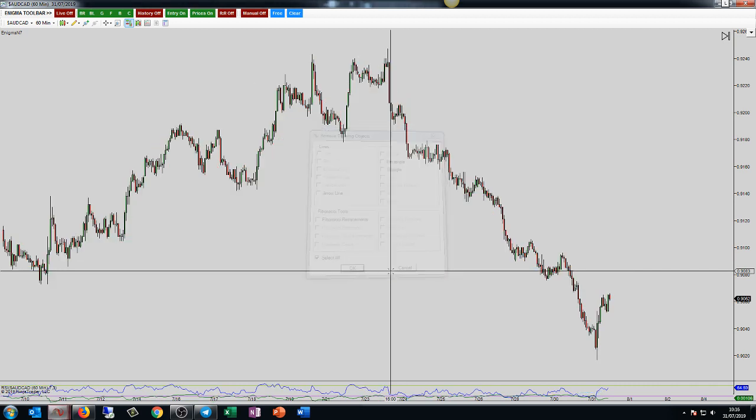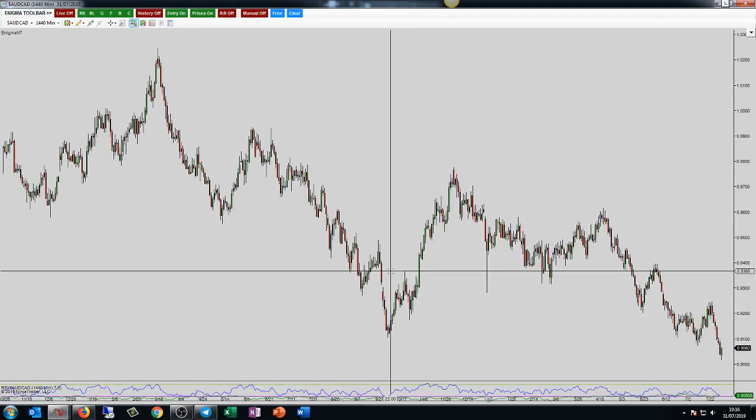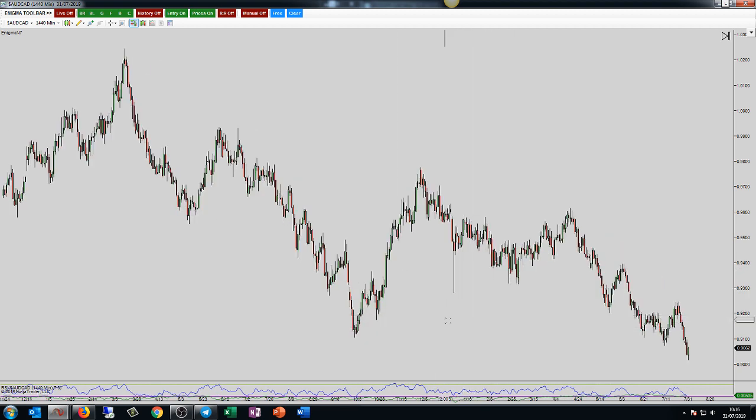So we will delete that information off, and we'll take a look at the dailies. I know Mark has posted this in, that we'd had a daily break below, close below on the Aussie dollar CAD. This was on his radar.